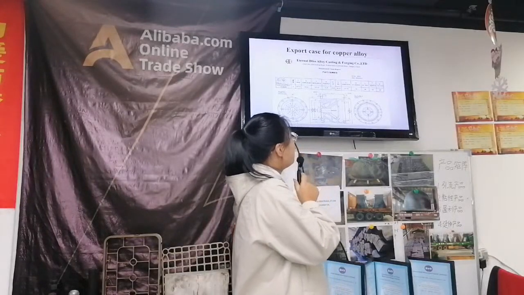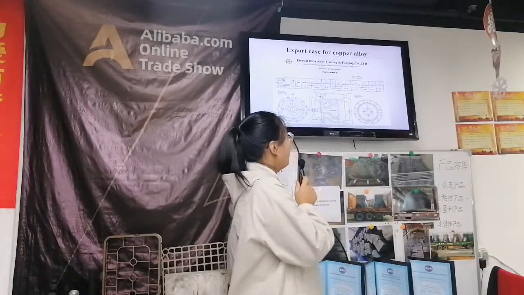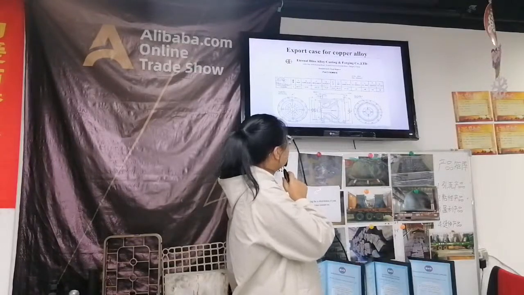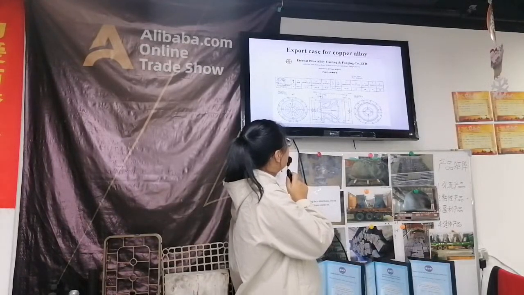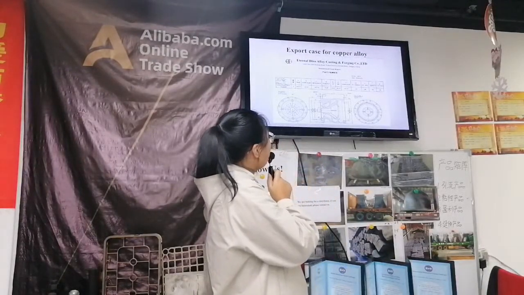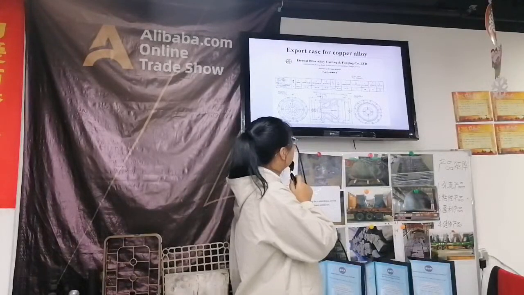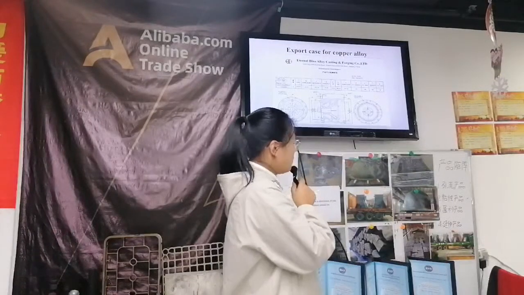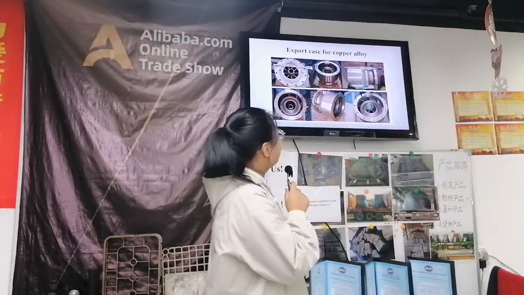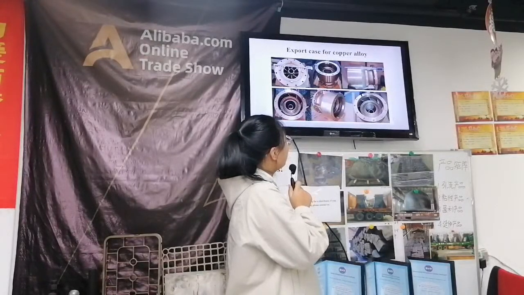Next, this one is dimensional check test report for copper alloy. You can see the size. The size is diameter 460 millimeter. Next, some photos from copper alloy.